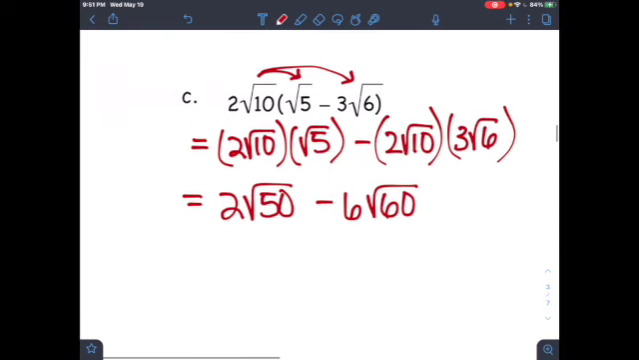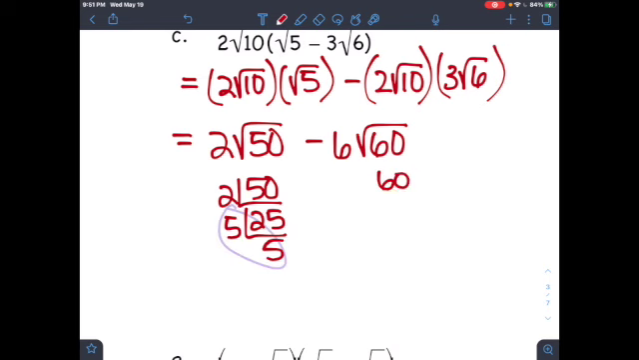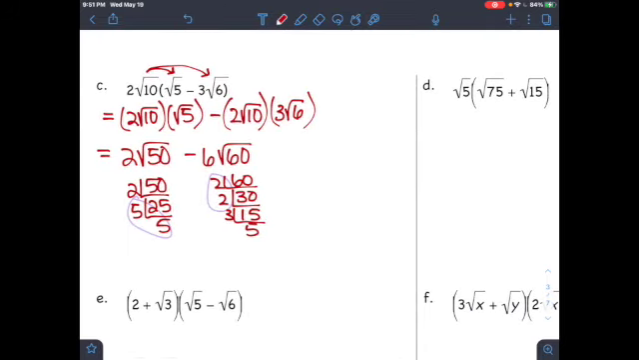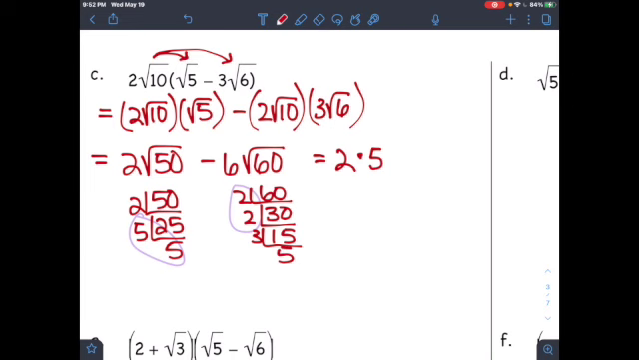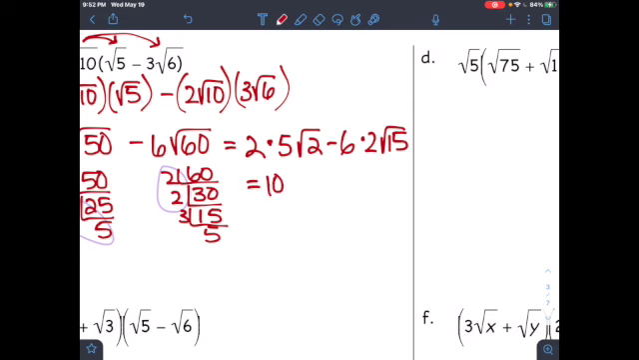Then I'm going to break down the 50 because I noticed there's a pair of 5s in there. So 50 is going to be 2, 25, and that's going to be 5 and 5, a pair. And 60 is going to be, divide by 2, 30, and 2, 15, 3, and 5, a pair of 2. So when I write them out, it's going to be 2 times 5 root 2 minus 6 times 2 root 15. Then if I combine them, that's going to be just 10 root 2 minus 12 root 15.